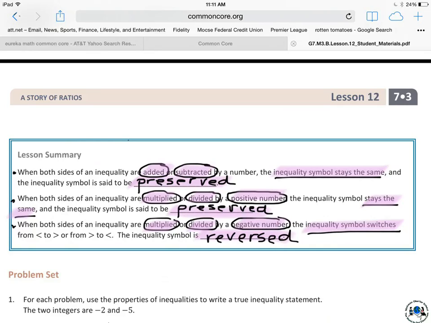So those are the 3 properties that we wanted to get across in this lesson 12. Go ahead and get your exit ticket done and your problem sets. Any questions, just give me a call, and I look forward to seeing you again in lesson 13, where we will continue our study of inequalities.